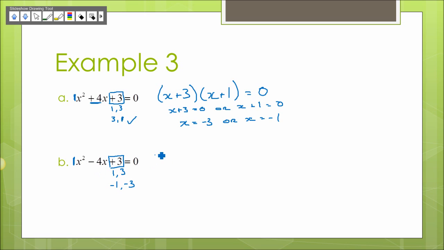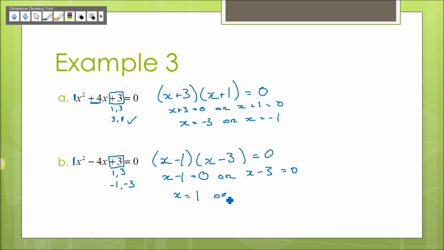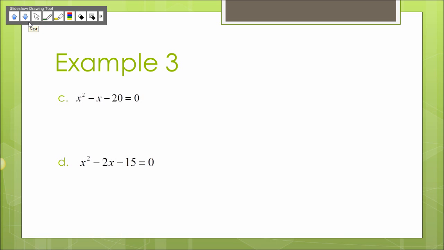So that means our factorized form is x minus 1, x minus 3, and that equals 0. Okay, solving it now, it implies that x minus 1 equals 0 or x minus 3 equals 0. And solving these two means that x equals 1 or x equals 3. Alright, let's do some more of these easier ones to wrap your heads around it. C.